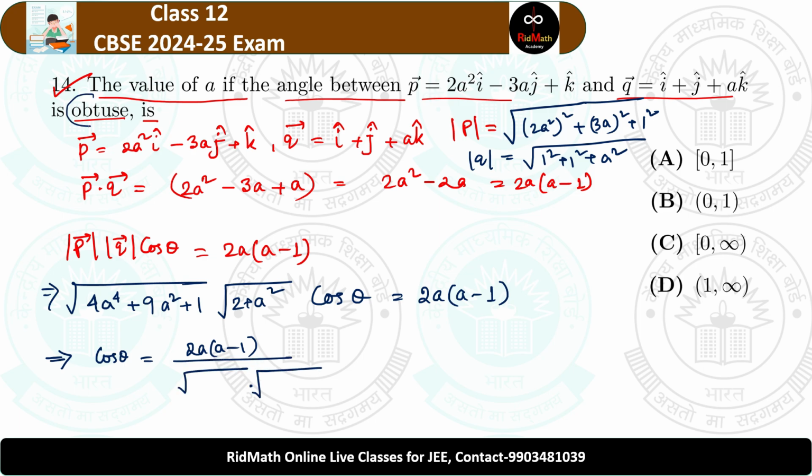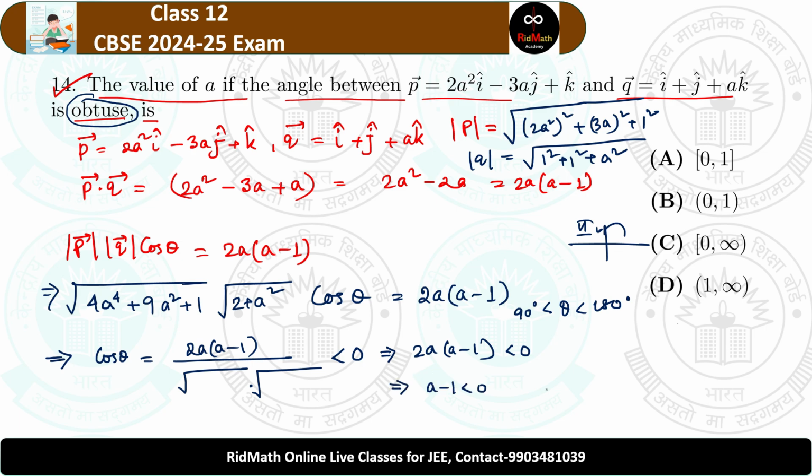So we have to find when theta is obtuse. That means theta is greater than 90 degree and less than 180 degree, that means theta is in the second quadrant. Here cos theta is negative, that means this should be negative. So to make it negative, this 2A into A minus 1 should be negative. So A minus 1 should be negative and A is less than 1.